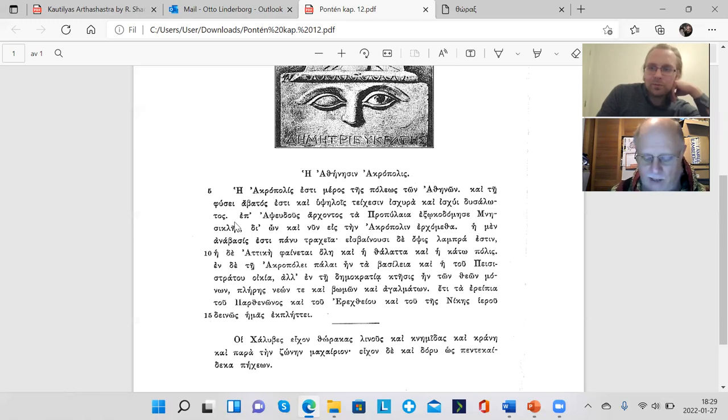Then the next, the epi. I couldn't work out who it is, Absudius or Hapsudius. So actually, this is a genitive form, right? Yes, of a noun. Absudus would be Absudes in the nominative. So he was just the archon. Yeah, it's the name of the archon. So this is the so-called eponymous archon.